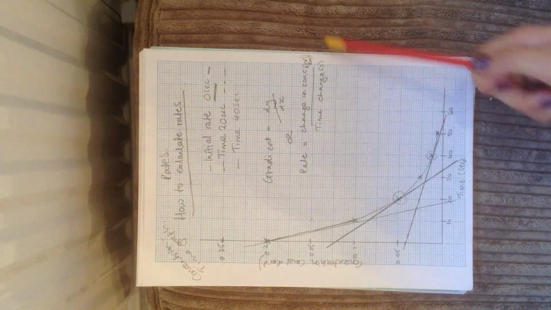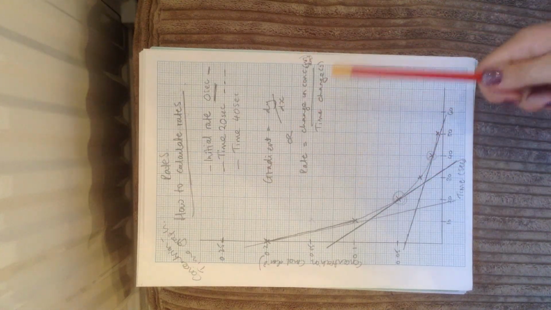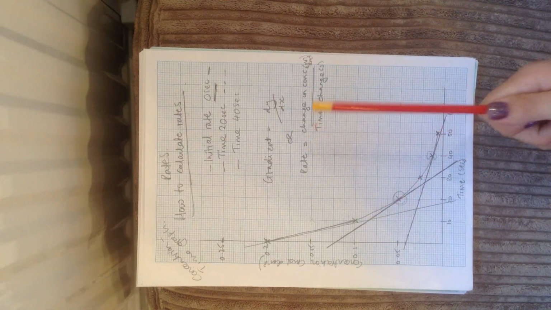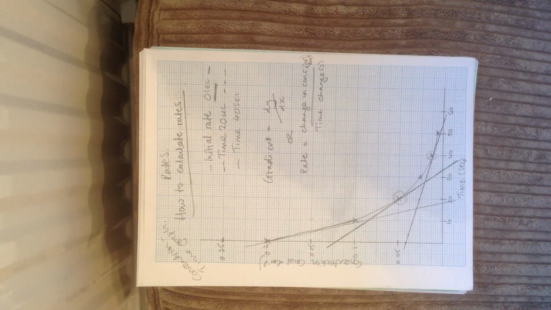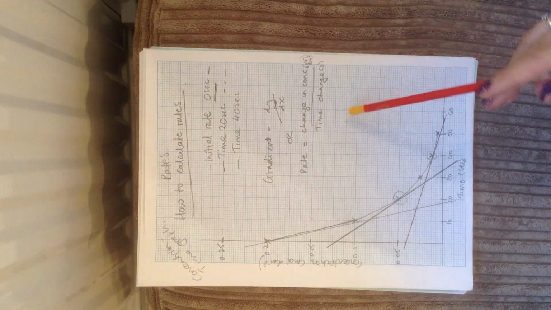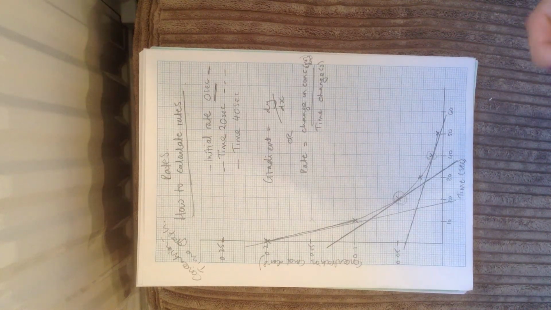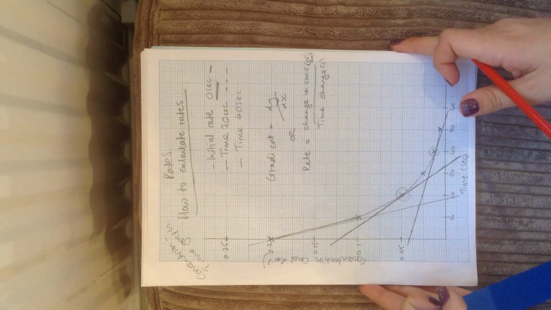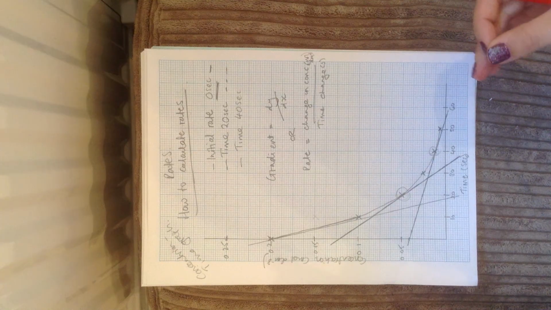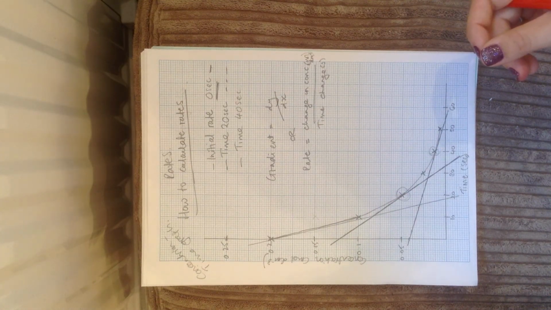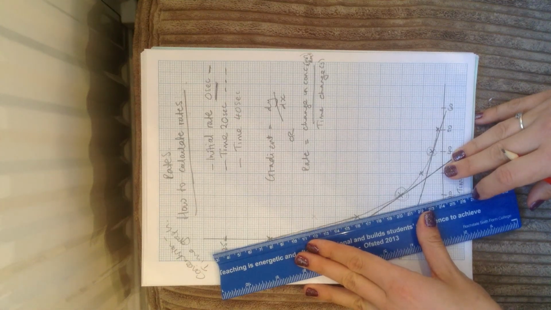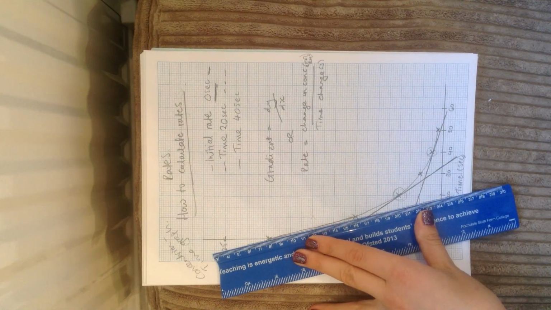So hopefully at some point you'll cover the equation for rate, and rate is equal to the change in concentration of the reactants or products over the time change for the reaction to take place. So we're going to start off with initial rate because this is a very common one that comes up time and time again. So this here is our tangent for initial rate.